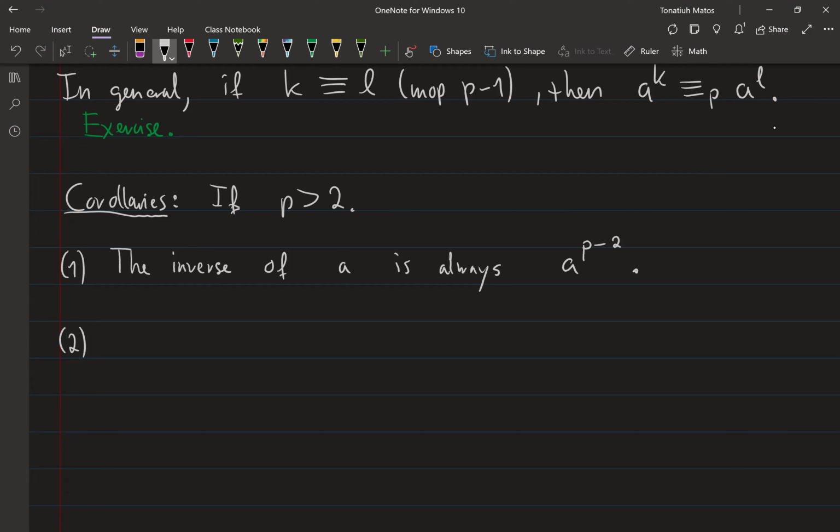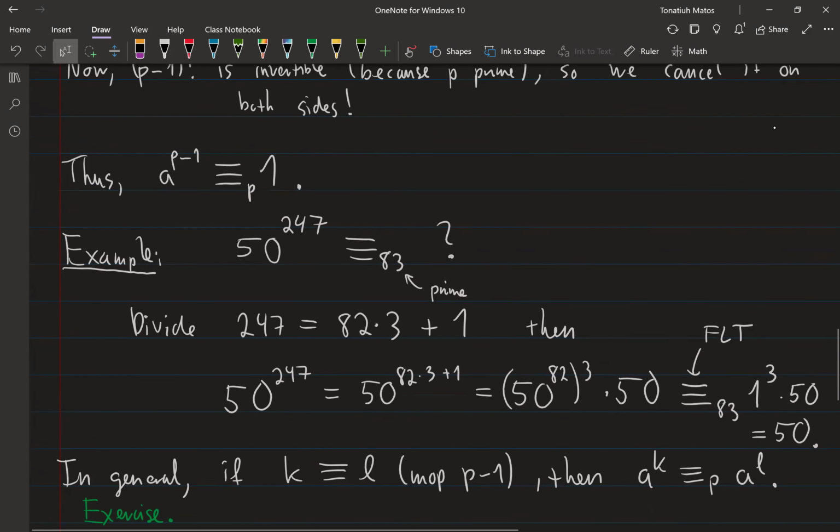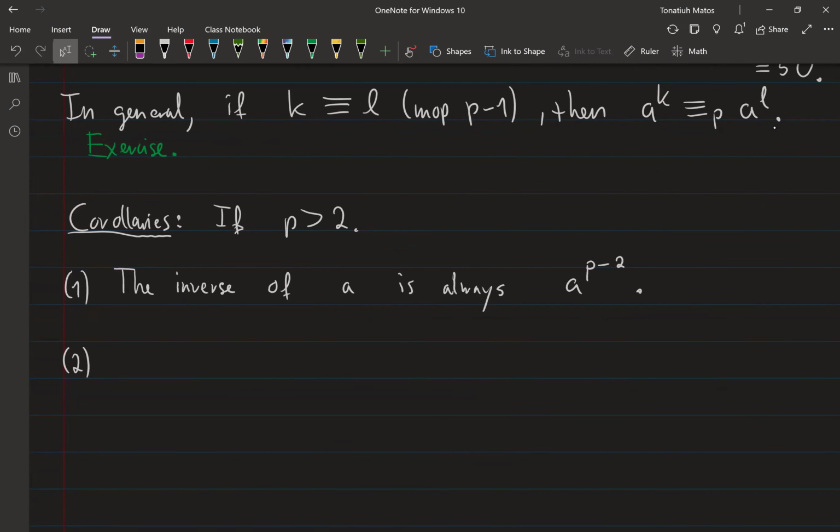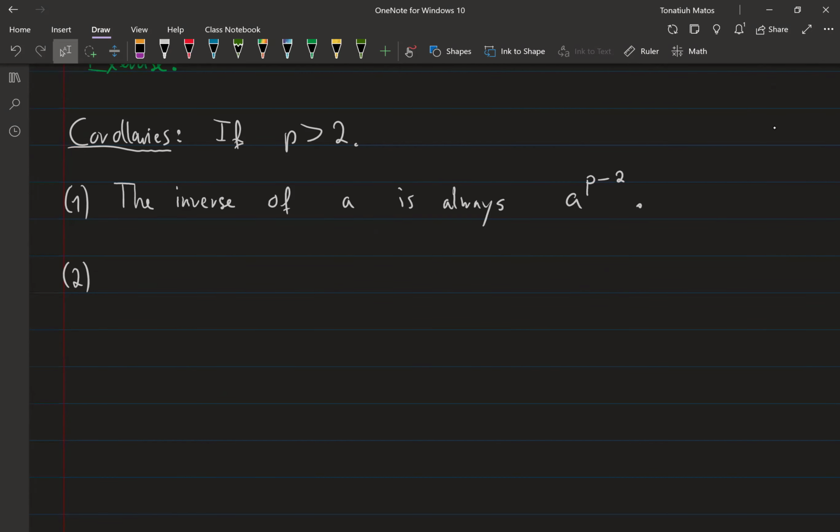Why? Because if you multiply those two together, A and A to the P minus 2, you get A to the P minus 1, which is 1 according to Fermat's theorem, right? So if you multiply two things and it gives you 1, that means those two things are inverses of each other. Now this is cool. It might seem useful. It's not that useful because A to the P minus 2 is generally harder to compute than computing the inverse using, say, the extended Euclidean algorithm. But it might be faster in some computational applications. So that's one way you can find the inverse mod a prime number.